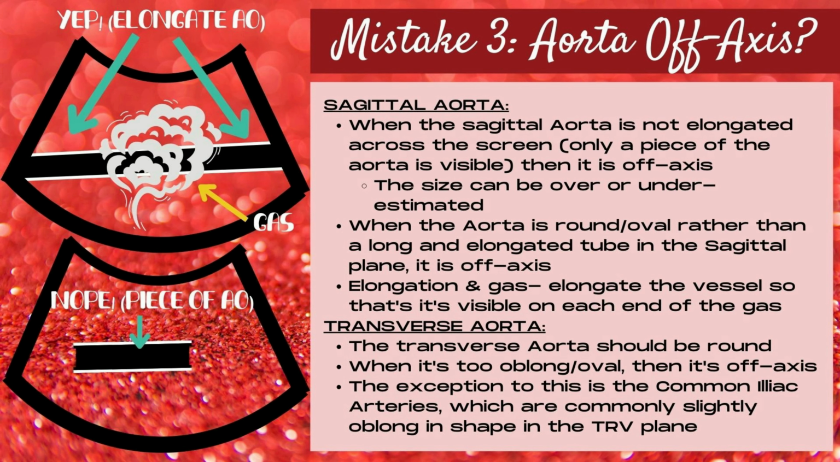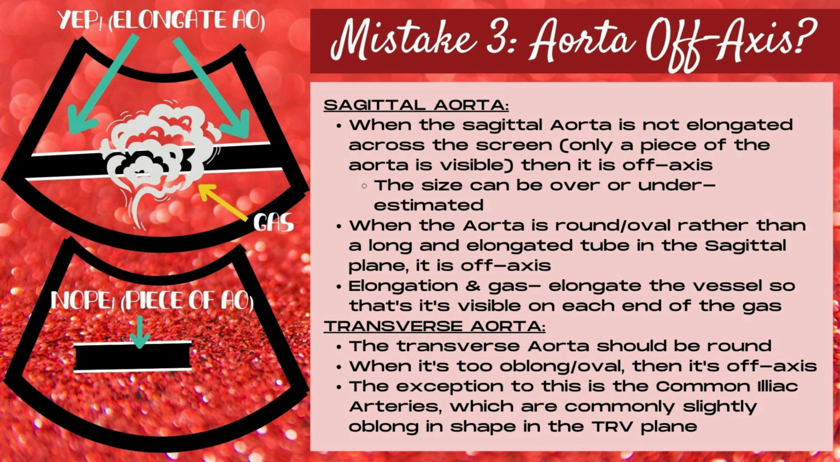Mistake number 3 when imaging the aorta is having an aorta that is off axis in your ultrasound image. So how do you know if the aorta is on axis? Let's start with the sagittal aorta. When the sagittal aorta is not elongated across the screen and you can visualize only a piece of the aorta, then the sagittal aorta is off axis. And this is important because when it's off axis, the size of that aorta can be over or underestimated.